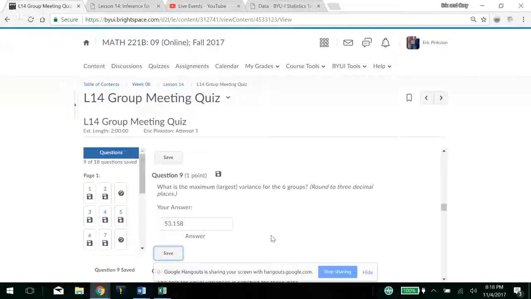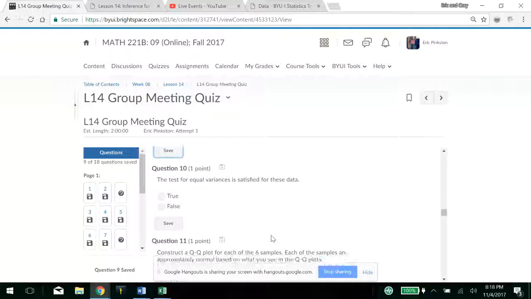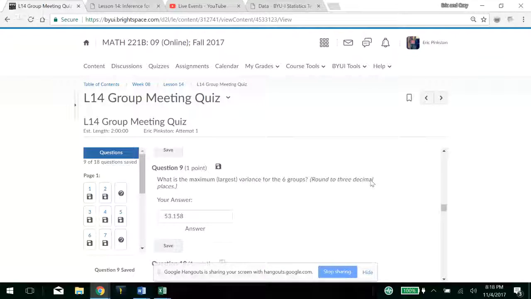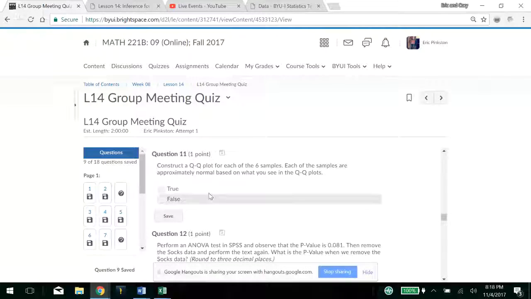What is the maximum, largest? 53.158. I think so. No, the test for equal variance is satisfied for this data. True. Construct a QQ plot for each of the 6 samples.